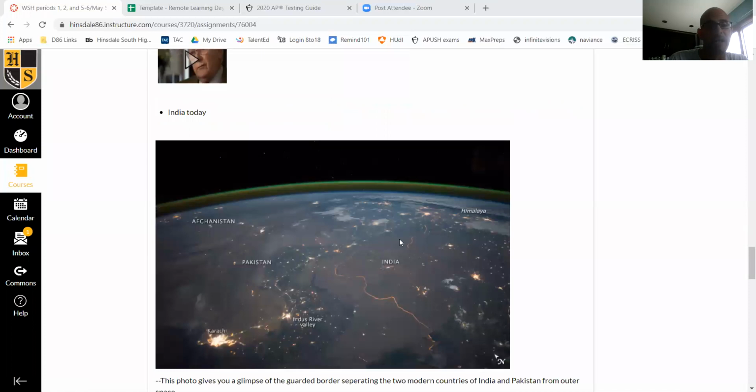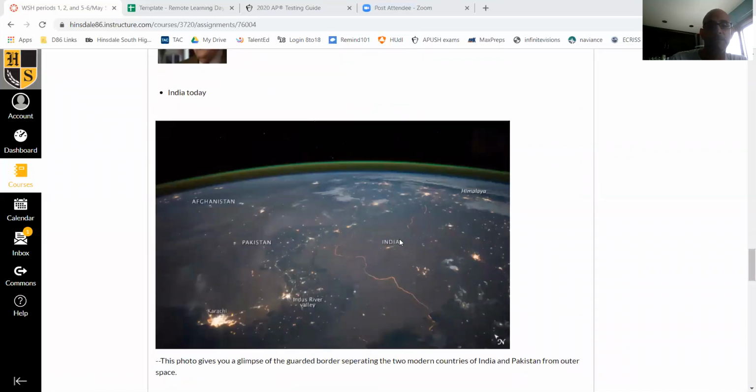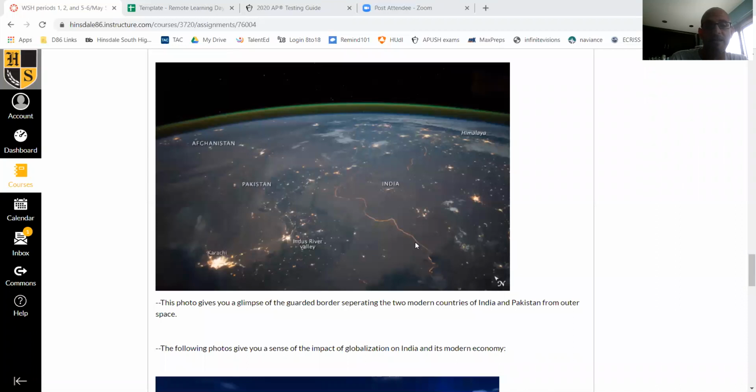And then, of course, you've got India today from outer space, and you get a look at this highlighted. From outer space, you can see the border between India and Pakistan is lit because it is a guarded border. Just like the 38th parallel between North and South Korea is guarded constantly. India and Pakistan's border is guarded constantly because of the animosity between the two groups.